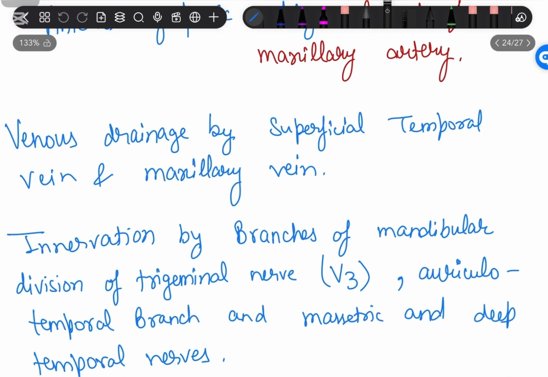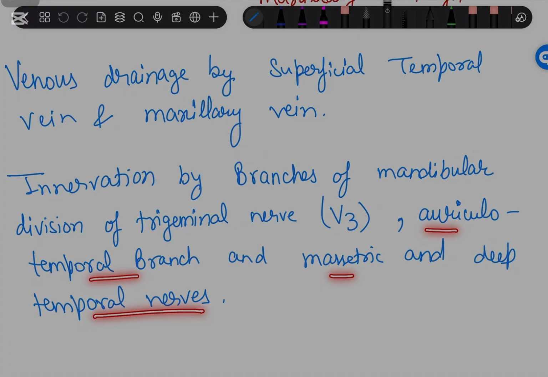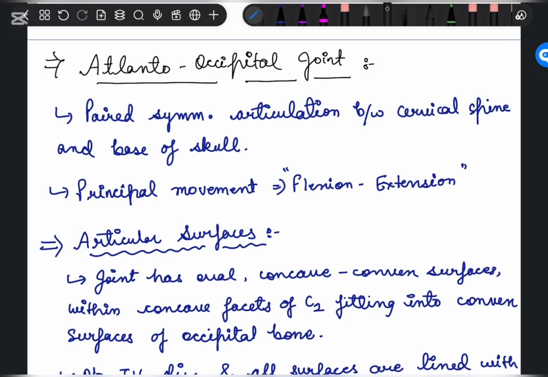And for innervation, we have branches of the mandibular division of the trigeminal nerve, that is the fifth cranial nerve, V3 division. We have the auriculotemporal branch, the masseteric and deep temporal nerves. The next joint is the atlanto-occipital joint. It is a paired symmetrical articulation between the cervical spine and the base of the skull.